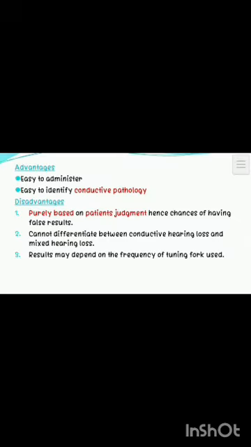Advantages: easy to administer, easy to identify conductive pathology. Disadvantages: purely based on the patient's judgment, hence chances of having false results. Cannot differentiate between conductive hearing loss and mixed hearing loss. Results may depend on the frequency of the tuning fork used.